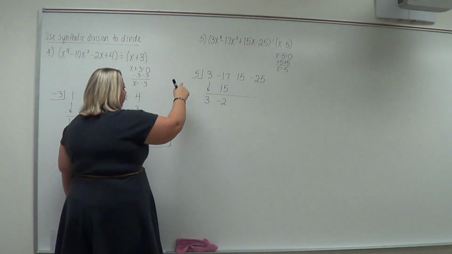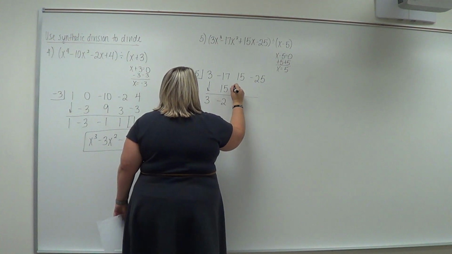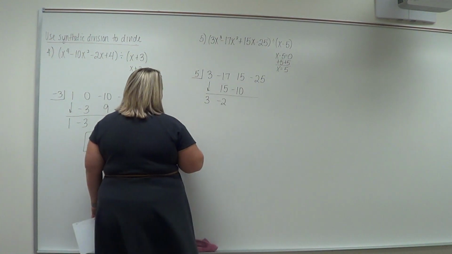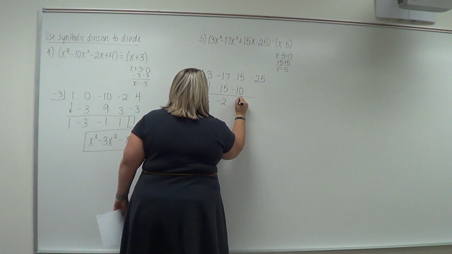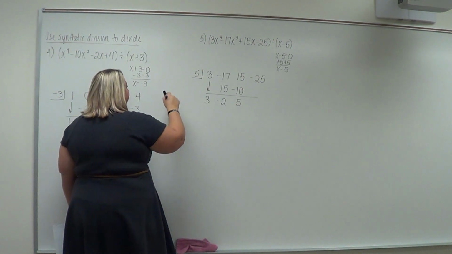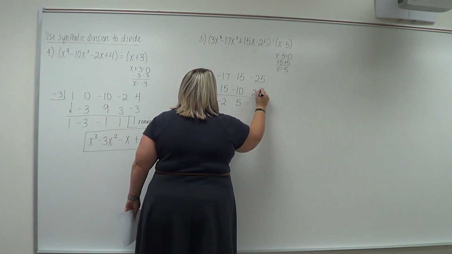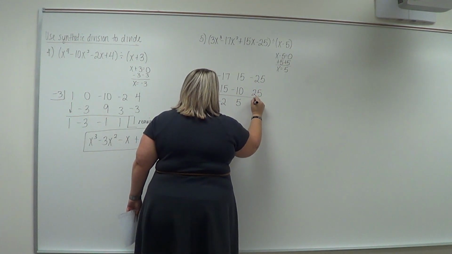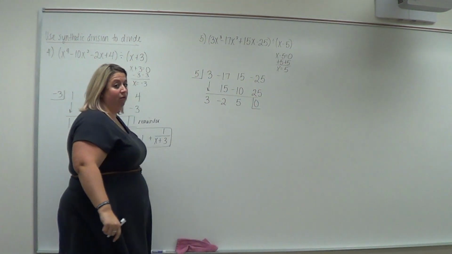I'm going to multiply, so 5 times -2, -10, then what do I do now? Add them, okay? And then I do what? Multiply, 5 times 5 is 25. Add, I get 0. So this time my remainder is 0.